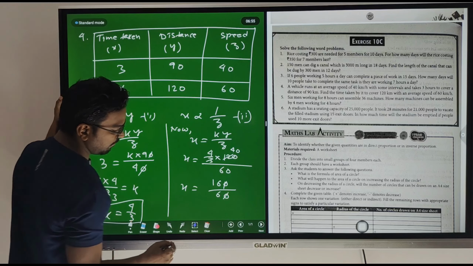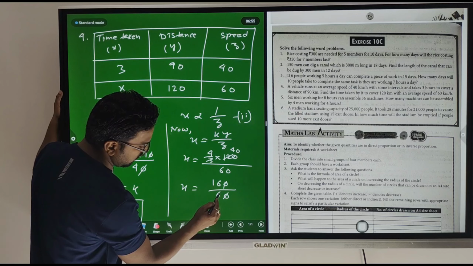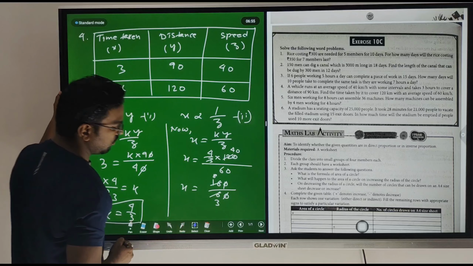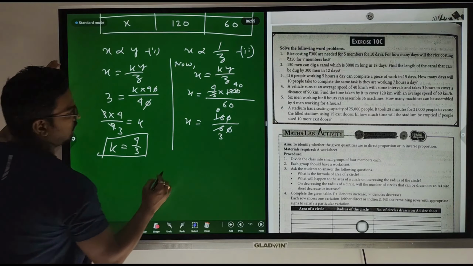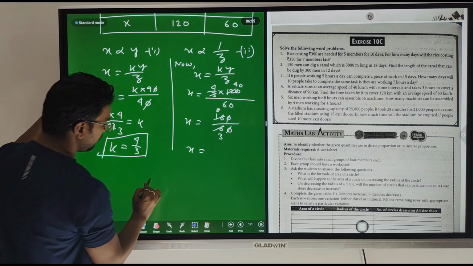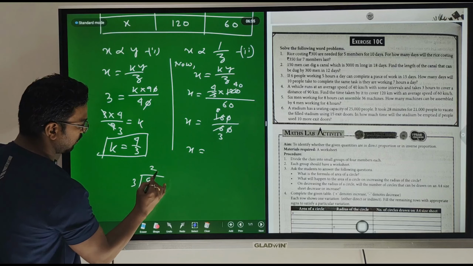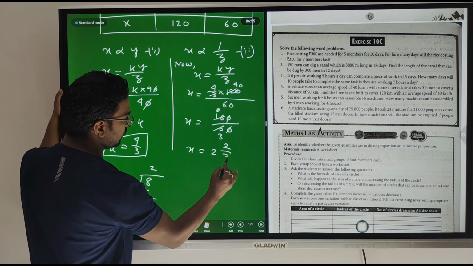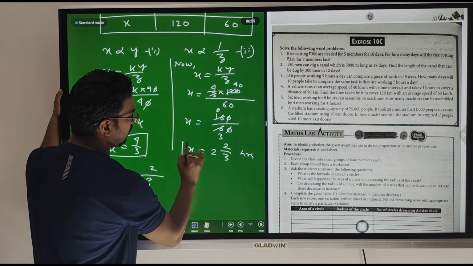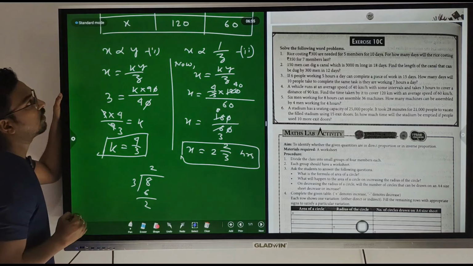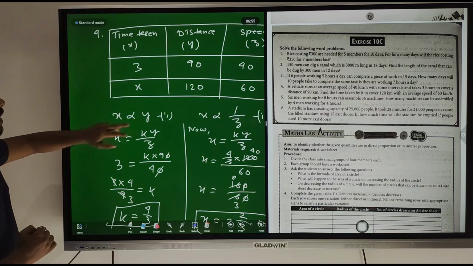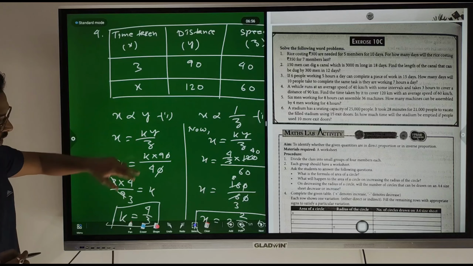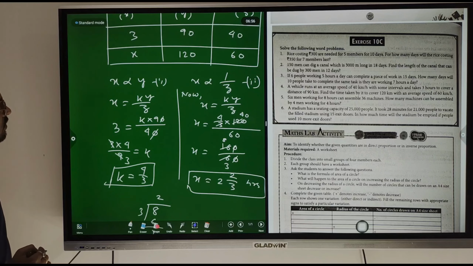So 0 and 0 will get cancelled. If you divide it by 2, this will become 3, this will become 8. So 8 by 3. If you convert to a fraction, it will become 8 divided by 3, this will become 2, the 6, 2. So it will become 2 by 3 hours. Okay. If you go at a speed of 60 km per hour and the distance is 120 km, then you will take 2 by 3 hours.